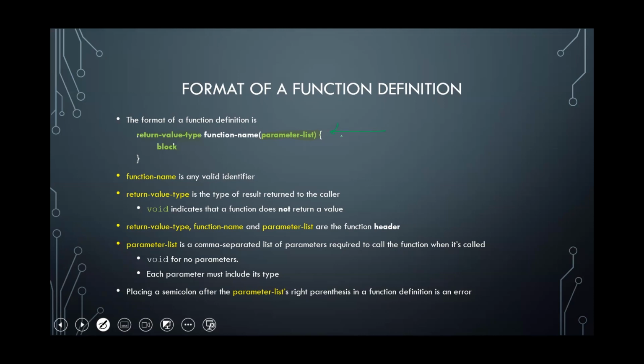The parameter list can be comma separated. So if you have none, you could put void, and each parameter must include its type. So if you have multiple, you can say int x, comma, int y, comma, int z. Okay. So if I wanted to send it 3 different variables. Okay. If you put a semicolon after it, like here, that's going to give you an error. Okay, so it's just like what we did with main, no semicolon after the header and between the curly brackets.